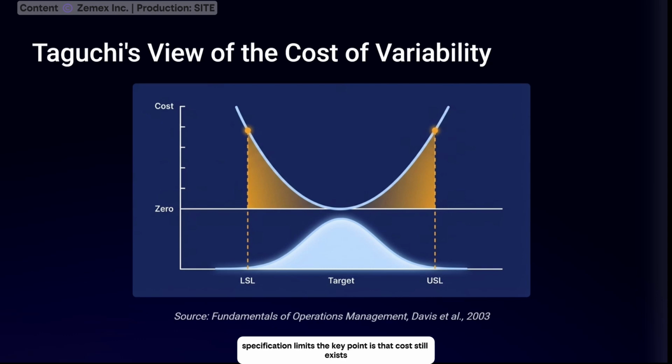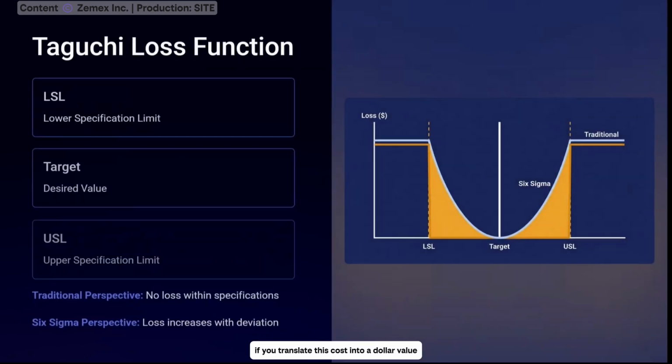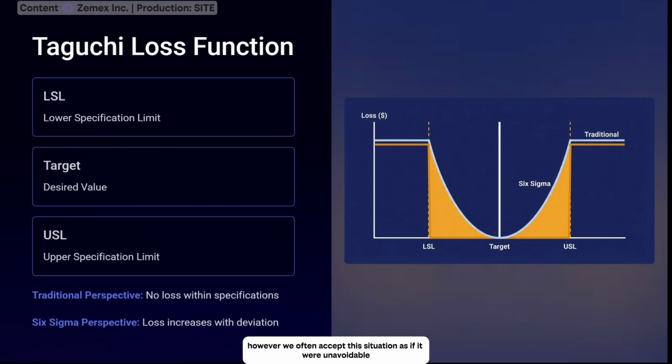The key point is that cost still exists even when products fall within the lower and upper specifications, which can result in a significant amount of waste. If you translate this cost into a dollar value, you can see how much waste is created when quality does not meet the target value. However, we often accept this situation as if it were unavoidable. The conclusion is that we should aim to meet the target value as closely as possible. Unless the target is met, some level of waste will always exist. While the loss is much greater when products do not meet the lower or upper specifications, there is still some loss, even when goods and services fall within that acceptable range.